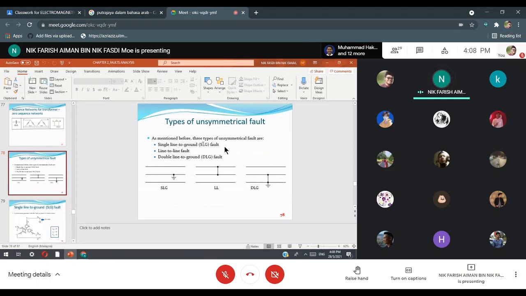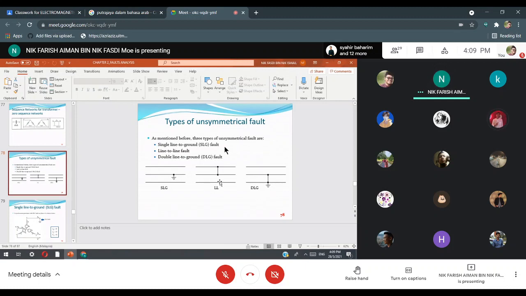As mentioned before, 3 types of unsymmetrical faults are single line to ground fault. So this is single line to ground. Okay. Line to line fault. The other line A and line B, they are shorted. And the other one is double line to ground fault. Double line shorted together and it connected with the ground. So these are the type of unsymmetrical fault. Ada lagi tak? Type lain? Ada tak? 3 ni lah rasanya. Ada lagi? Kalau straight shorted 3, apa jadi?